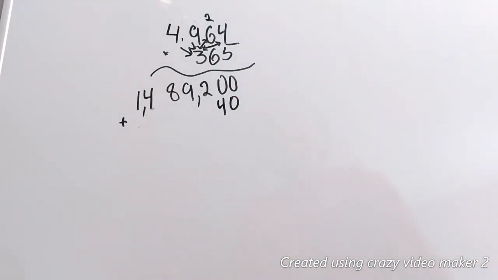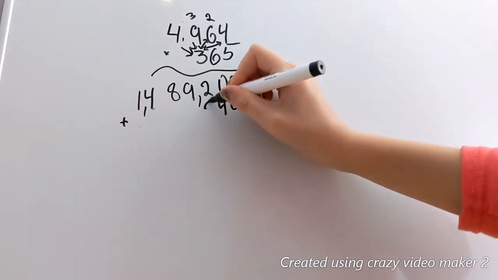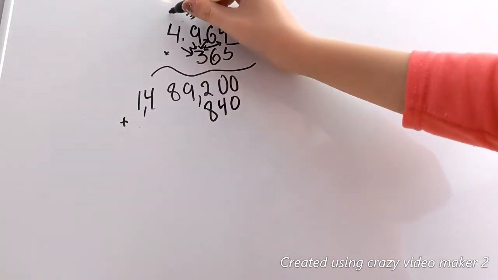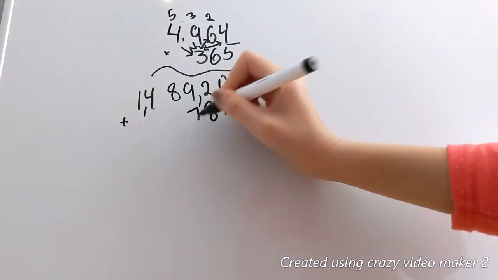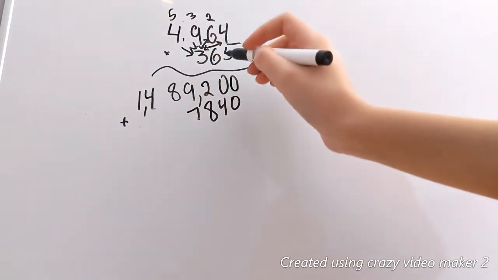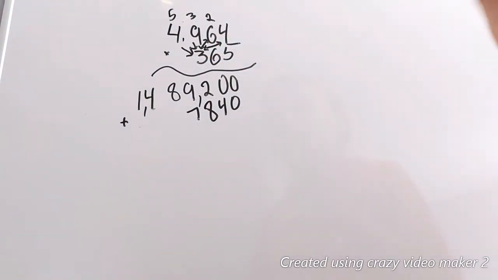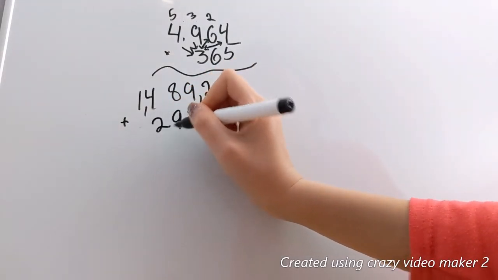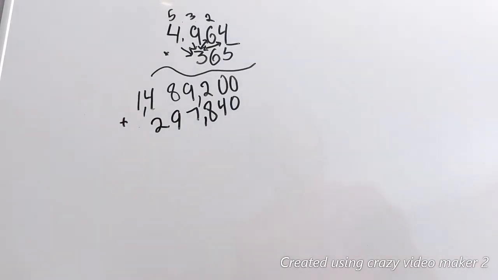24. 6 times 6 is 36, plus that 2 is 38. 9 times 6 is 54, plus that 3 is 57. 4 times 6 is 24, plus that 5 is 29. Okay, and that's our answer. I know it's already a bit messy because there's too much to do.